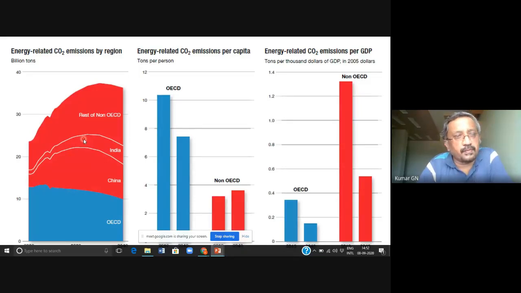One is, as I said, emission norms introduced for the automobile sector, as well as industries, including thermal power plants. Instead of thermal power plants based on coal, they are planning to switch over to renewable energy sources like solar or wind energy. So this is the same information, with respect to per capita, and this is with respect to GDP.